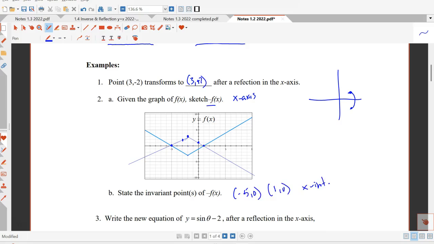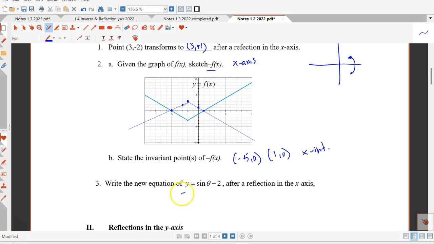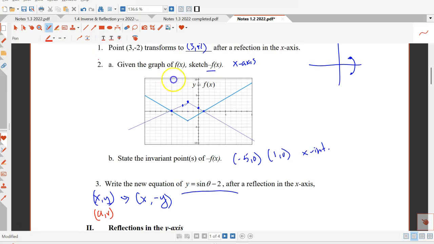Okay, and so that's example 2. So if I'm going to write the new equation after reflection in the x-axis, remember my mapping notation says that I'm going to go to negative y. I think about this as u, v being my new value. And so my new value v is going to be negative y. Replacing it, u will be x and v will be negative y.